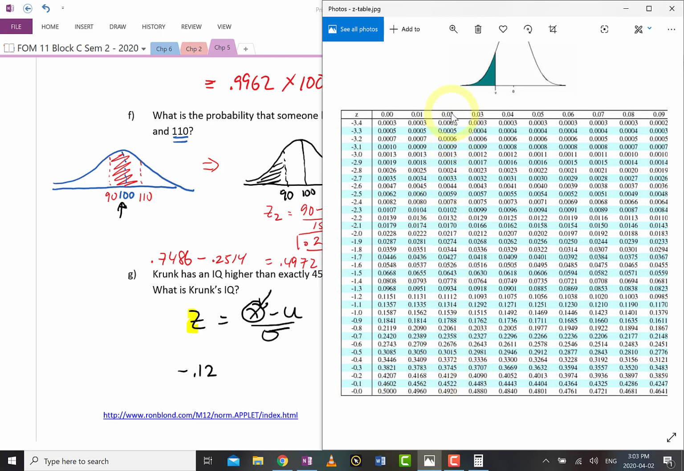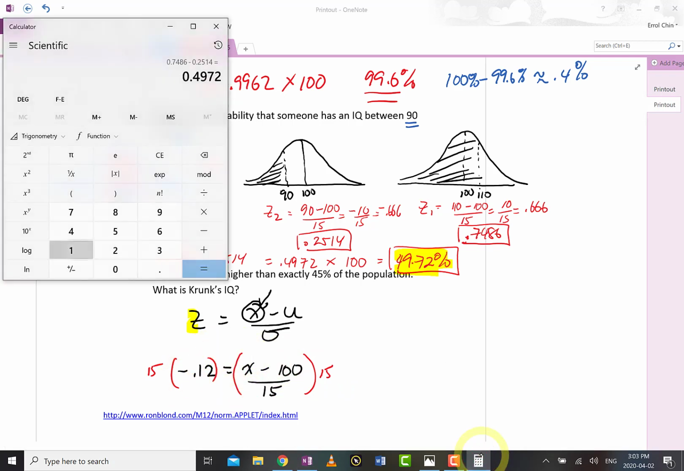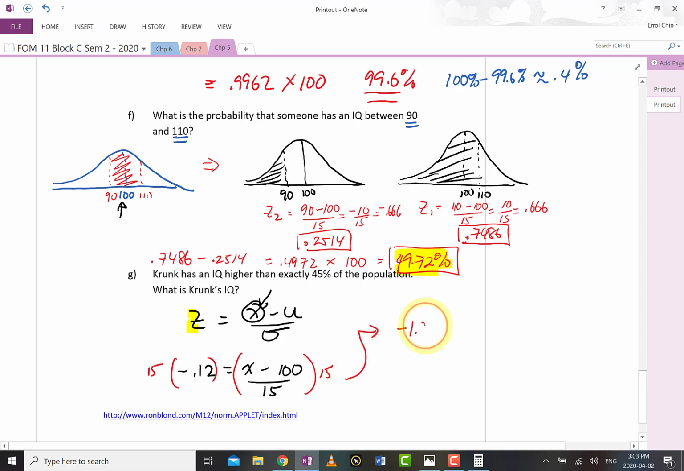negative 0.12, is equal to the IQ that we're looking for minus the average divided by 15. Now this becomes just a basic algebra problem. How do I get rid of fractions? Well, I multiply both sides by 15, right? So this becomes, I'm going to take my calculator out, 15 times 0.12. It should be negative, so it's negative 1.8. So it's negative 1.8 is equal to x minus 100.